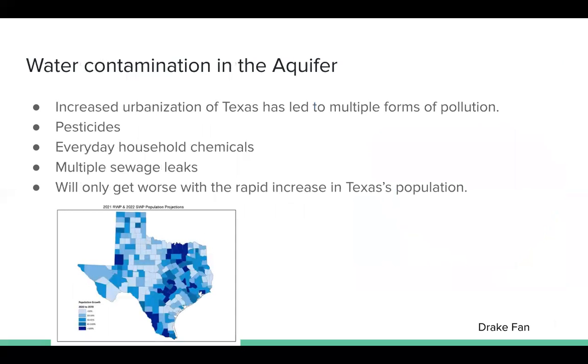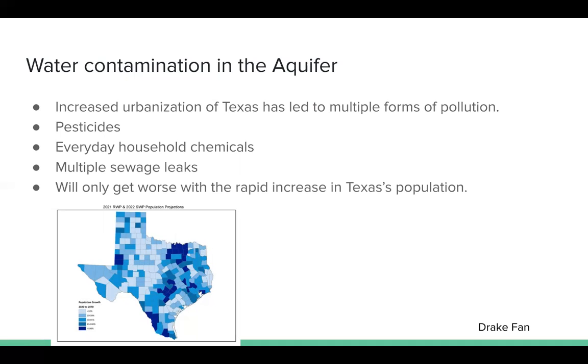All right, hi everyone, I'm Drake, and I'm going to be talking about more of the human aspect of the aquifer. When humans are involved, contamination and pollution isn't far to follow. One big thing that a lot of people are worried about, especially Texans, is the increased urbanization and massive boost in population. The picture down here is a little blurry, but the darker regions show very large population growth just within the year. And I think, if I remember the study correctly, they said by 2040, Texas's total population will have doubled, which is a lot.